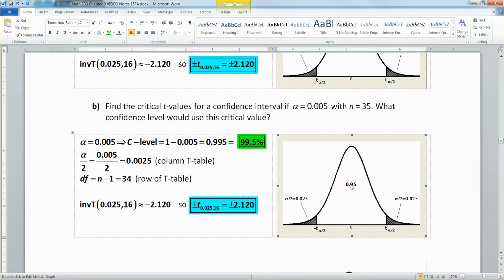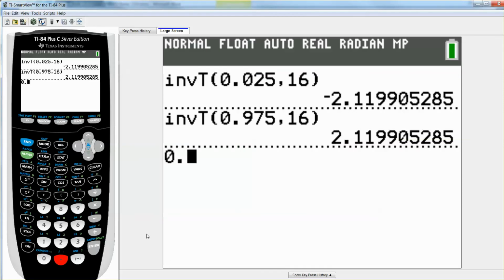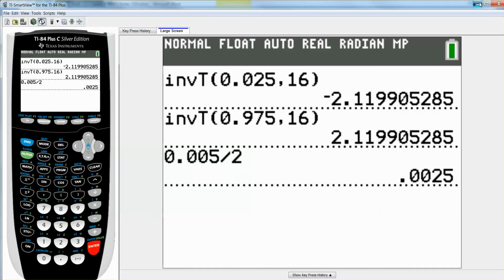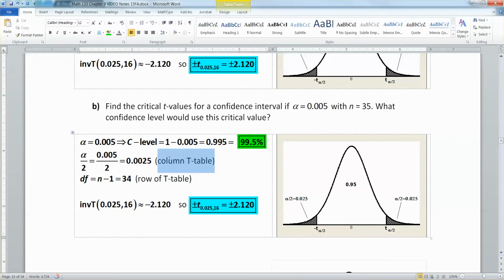So the middle is 0.995, but the edges are going to be half of alpha. So alpha over 2, which is 0.005 over 2, which is 0.0025, right? I just took 0.005 and cut it in half. Okay, so that's alpha over 2. So that's going to be the column of the t-table if it has one, which I believe it does. And then the row would be 34 because 35 is my sample size, so my degrees of freedom is 34.